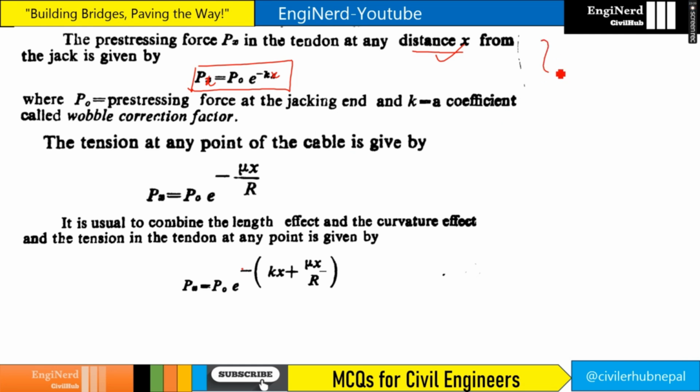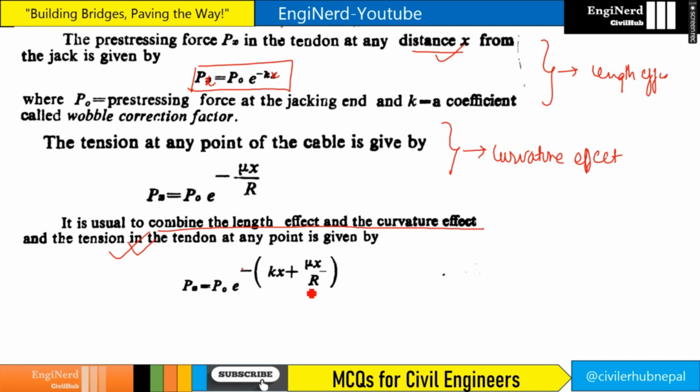So this first one is due to what? Due to length effect, and this second one is due to curvature effect. Px is equal to P naught e to the power minus mu x by r. So it is usual to combine the length effect and the curvature effect, and the tension in the tendon is given by, so if we combine, this will be the equation.